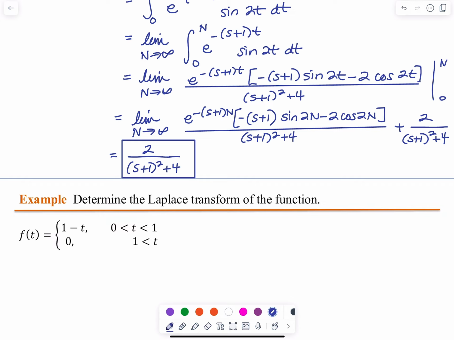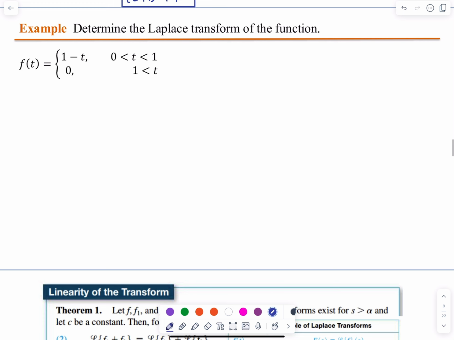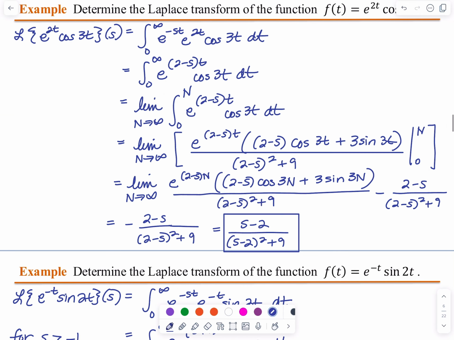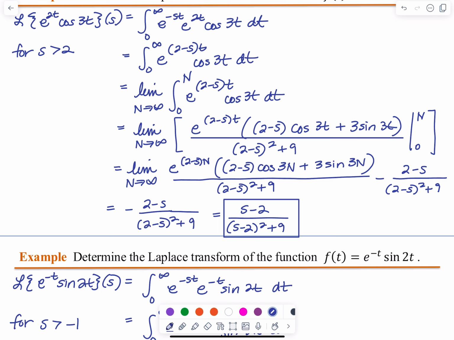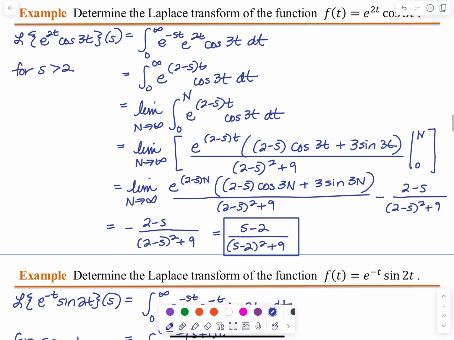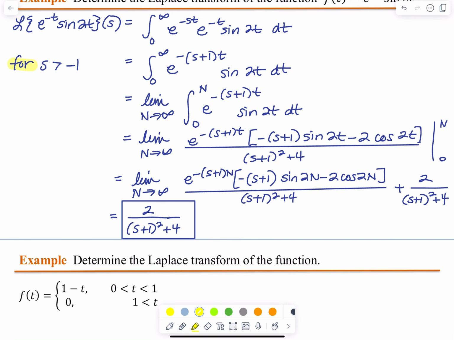Okay, and now let's look at this piecewise defined function here in our next example. I did want to mention here we would have to have s greater than negative 1. And in this previous example, this would have to be for s greater than 2. Since the Laplace transform is defined on 0 to infinity for f of t, we have to use the domain of the function in that integral. Okay, maybe I'll just highlight those.